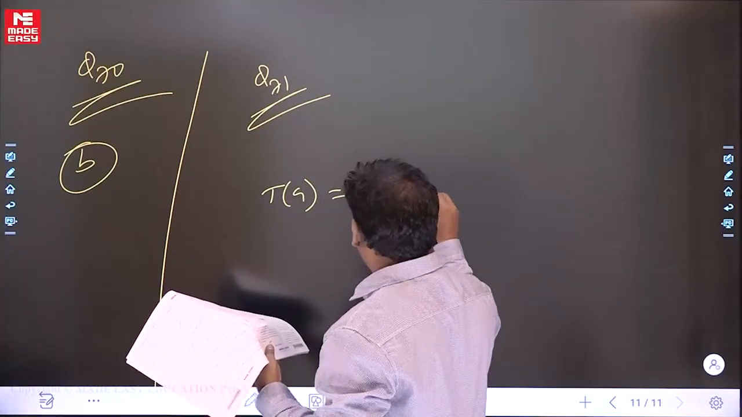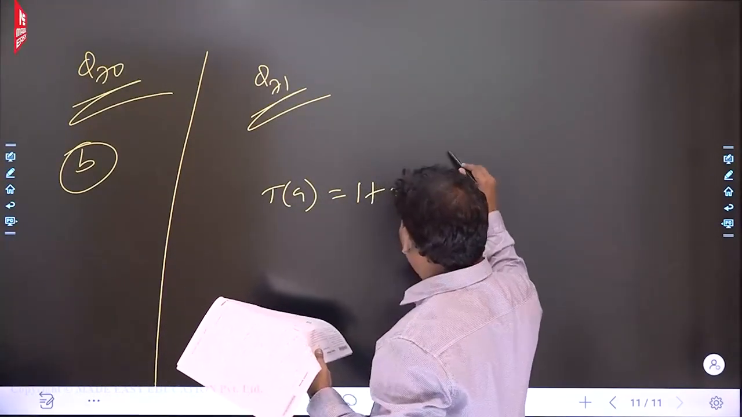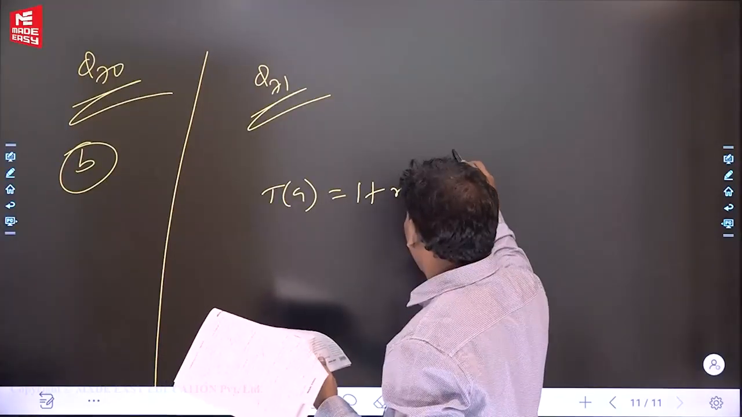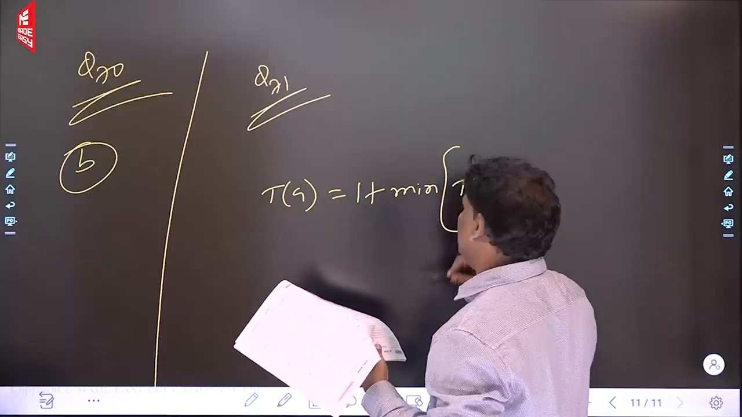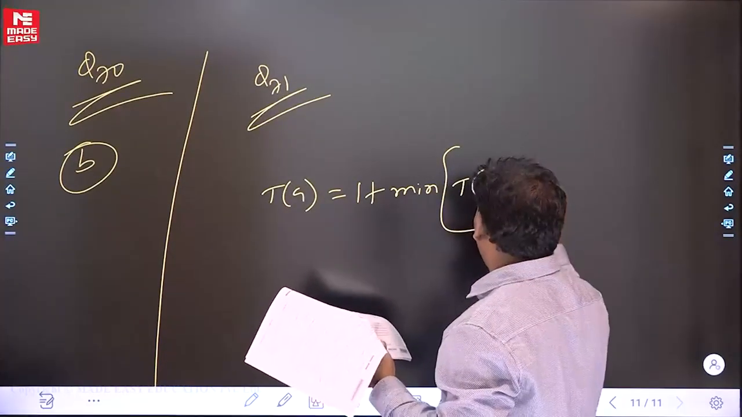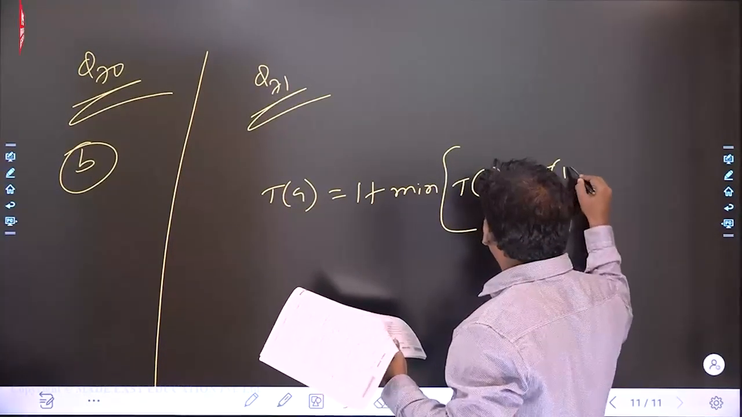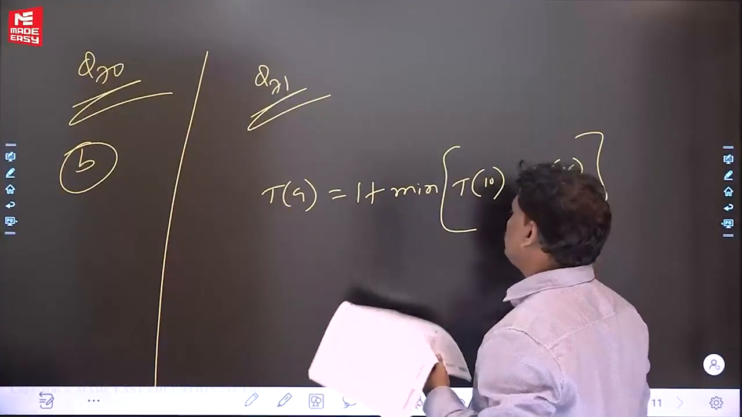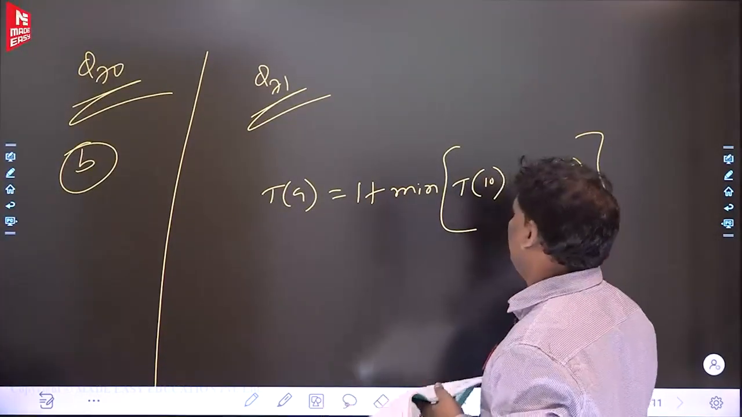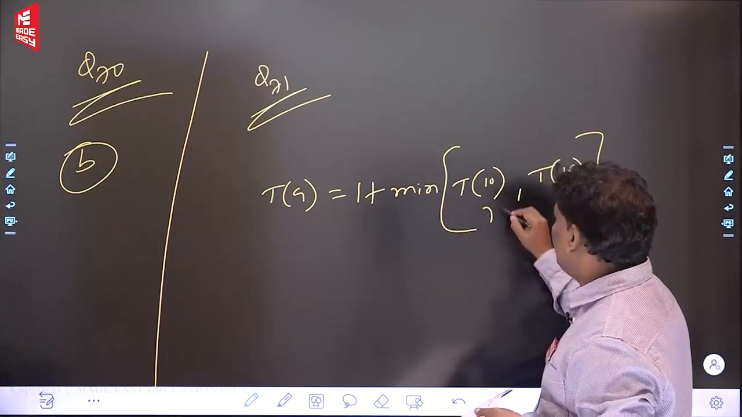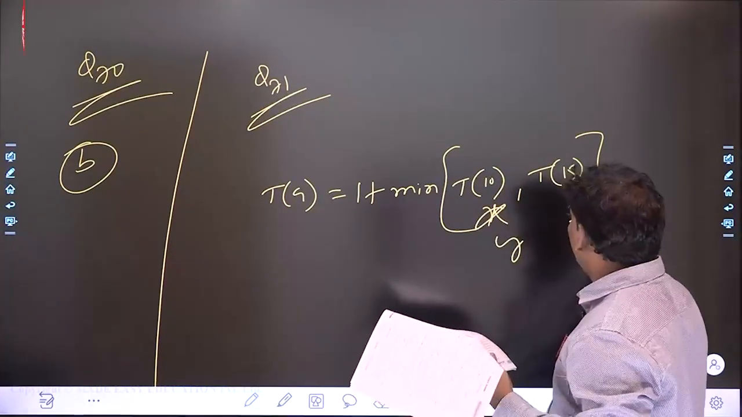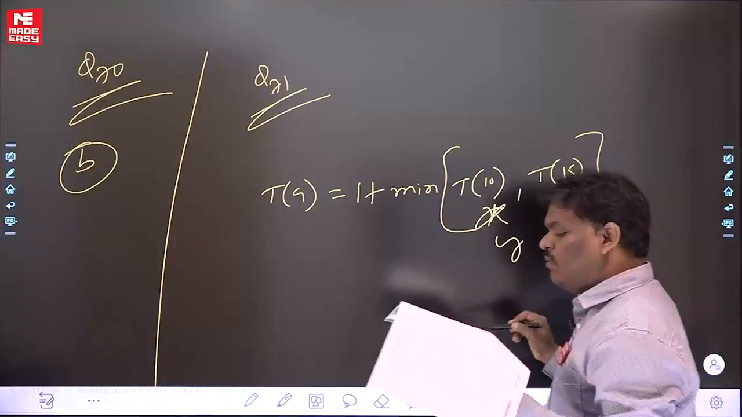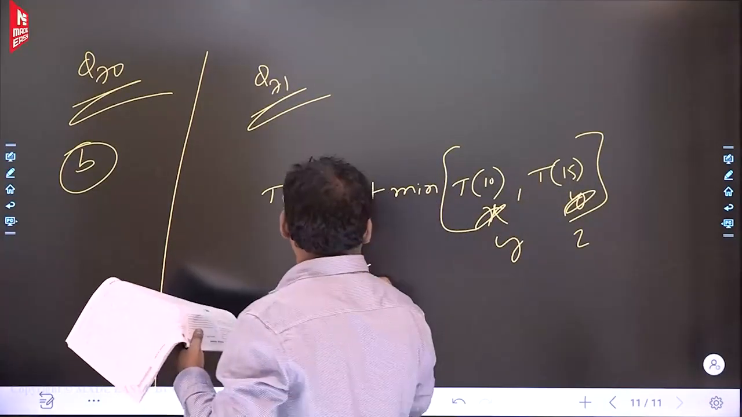T of 9 is equal to 1 plus minimum of, because you want the minimum answer finally, 2 possibilities: T of 10, you can go one step, and from there you can calculate; and one more, T of 15. He himself mentioned, from 9 you want to go to 15. So it is the x, it is the y. Is it xy or yz? Yz. It is the y, it is the z. Now he is asking what the yz value is. What is the answer? I think 150.